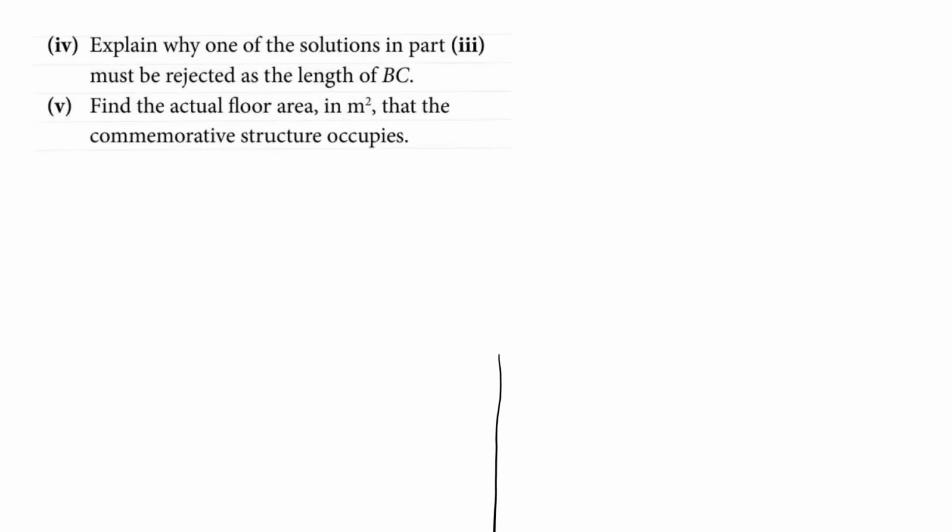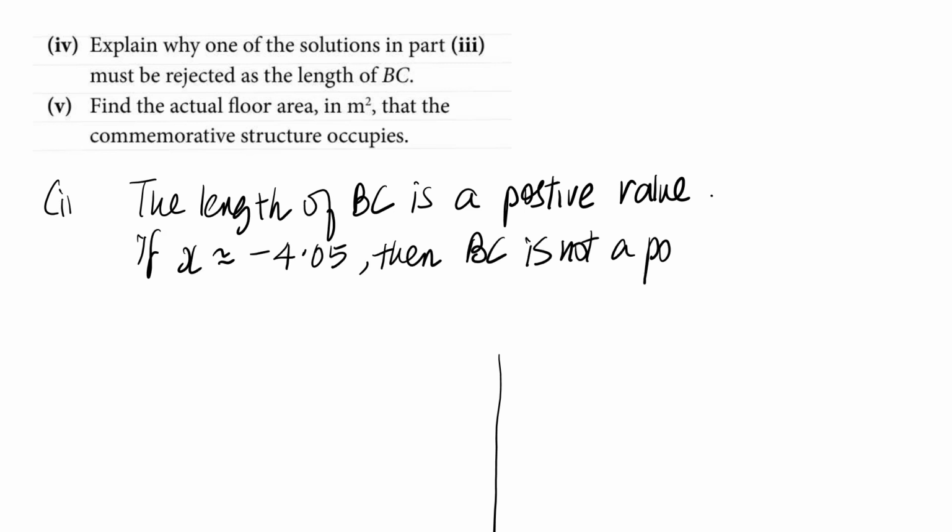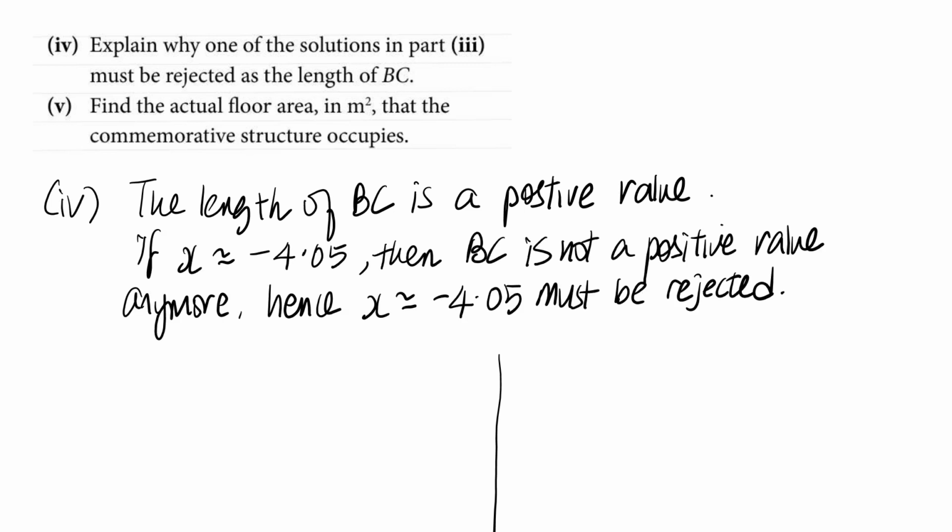If you look at part 4, we need to explain why one of the solutions in part 3 must be rejected as the length of BC. The length of BC has to be a positive value. So therefore, x equals negative 4.05 is rejected, because remember BC is 2x. If you take 2 times negative 4.05, you end up getting a negative value. That's how you explain that you need to reject x equals negative 4.05, because then the value of BC will not be a positive value.